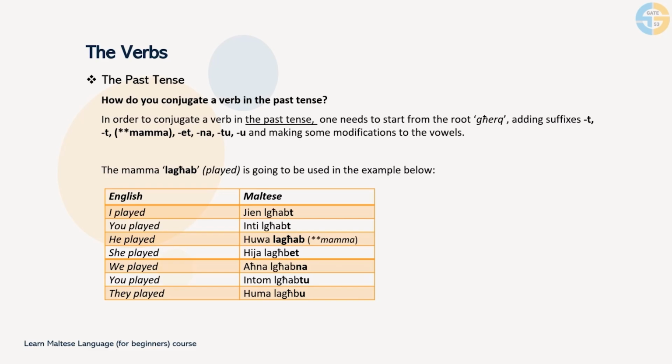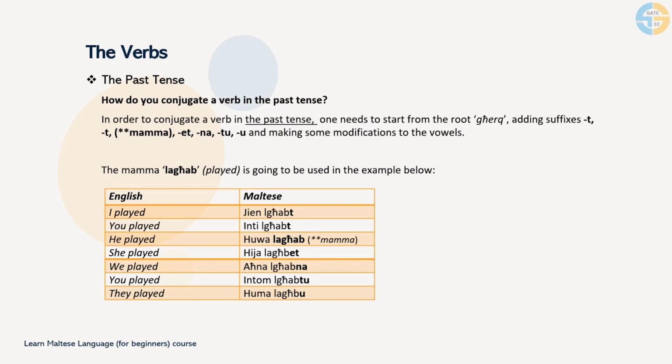So let's take the mamma lab. Okay, so we stay on the same word so we don't get confused. So lab. Lab, as we said before, is played. In English, played. Is going to be used in the example below. So I played. Jien labt. Okay, so the bold ones are the suffixes that were mentioned before. So we add them after each other.